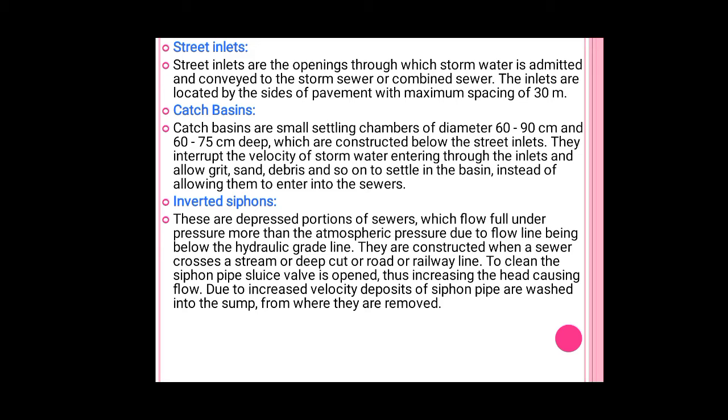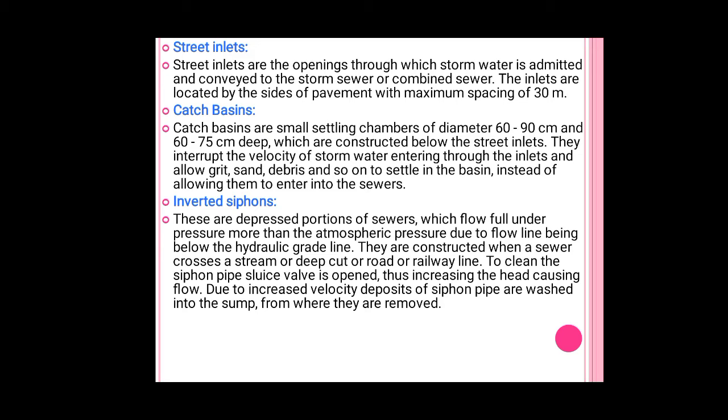Second is the catch basins. The catch basins are small settling chambers of diameter 60 to 90 cm and 60 to 75 cm in depth, which are constructed below the street inlet. They interrupt the velocity of stormwater entering through the inlet and allow the grit, sand, debris and so on to settle in the basins instead of allowing them to enter the sewers. These are called the catch basins.